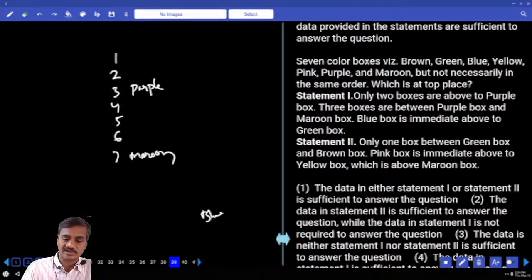Now blue is immediately adjacent to green. Blue and green must be adjacent to each other. Hence there are n possible arrangements. Maybe blue is at the top, or the remaining colors can be at the top. Hence 1 alone is not sufficient.